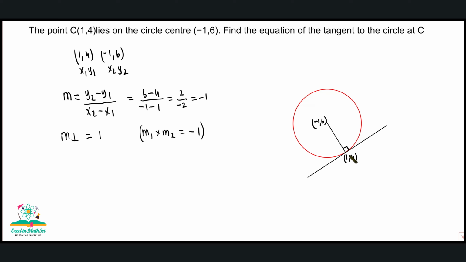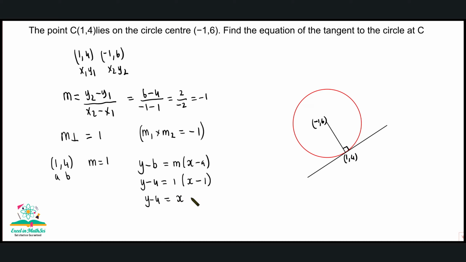Now we're going to be using the point (1, 4) since that lies on the tangent. So that's (1, 4), that's my (a, b), and my gradient is 1. I'm going to plug it into this formula. So that's y minus 4 equals 1 times (x minus a), that'll give me x minus 1.